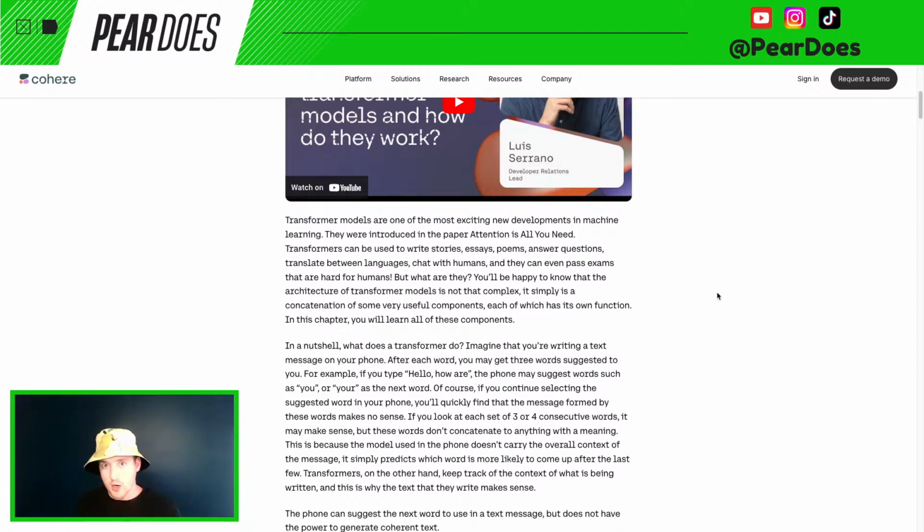But in the larger context of a sentence, to be an attribute to the conversation you're having in this text message, let alone make sense on your screen before you even send it, it's not going to be able to do that. And this is because the model used in the phone doesn't carry the overall context of the message. It simply predicts the words that it thinks you're going to use next when you're typing. And so transformers, on the other hand, keep track of the context of what is being written. And this is why the text that they write makes sense.